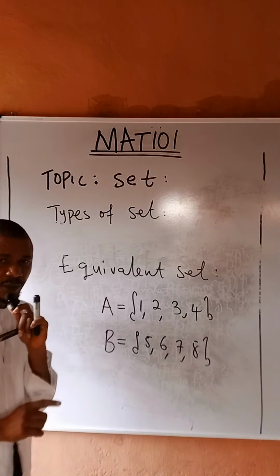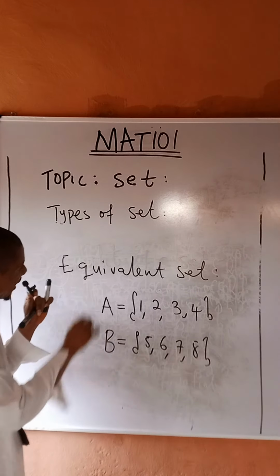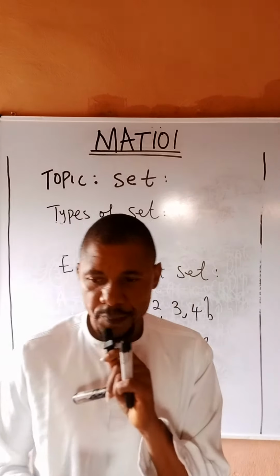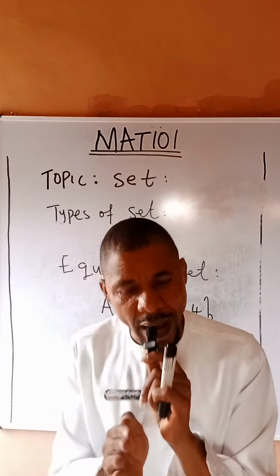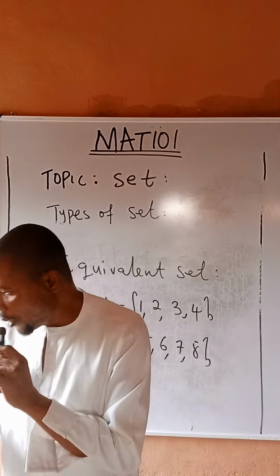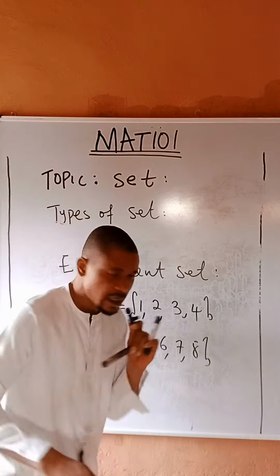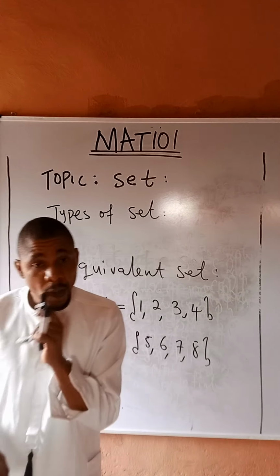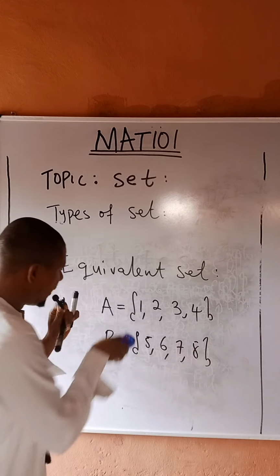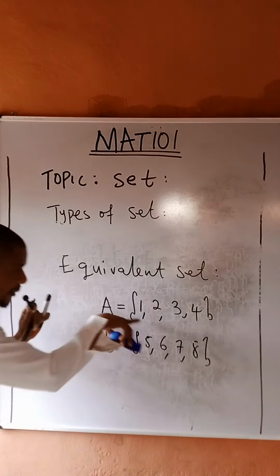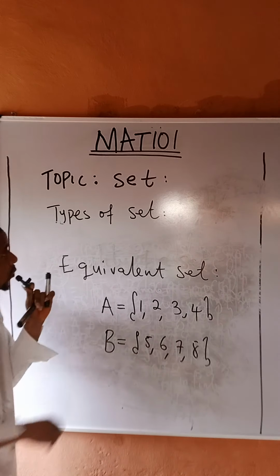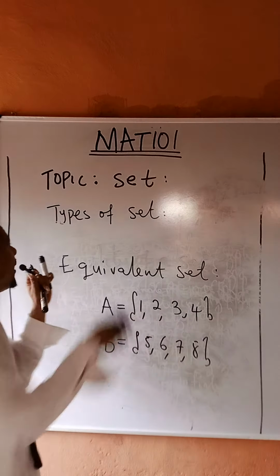Yes, we know that when two sets are equivalent, their cardinality must be equal. I also know that when two sets are equal, their cardinality is also the same. So that is the major similarity between equivalent sets and sets that are equal. But they are not the same. Now, let us look at this. This set is equivalent, but it is not equal.